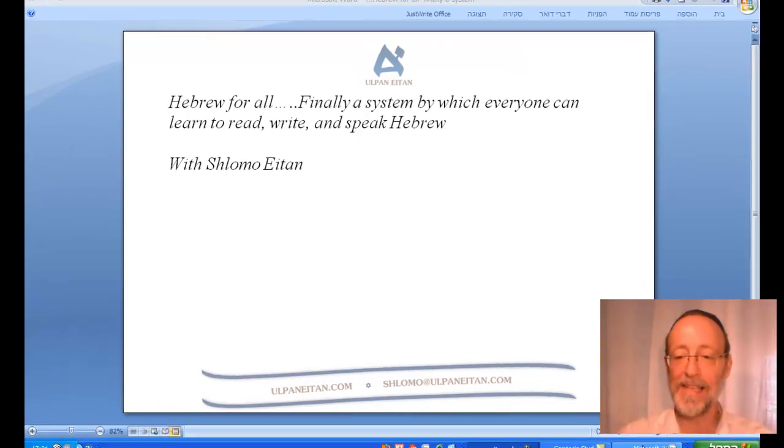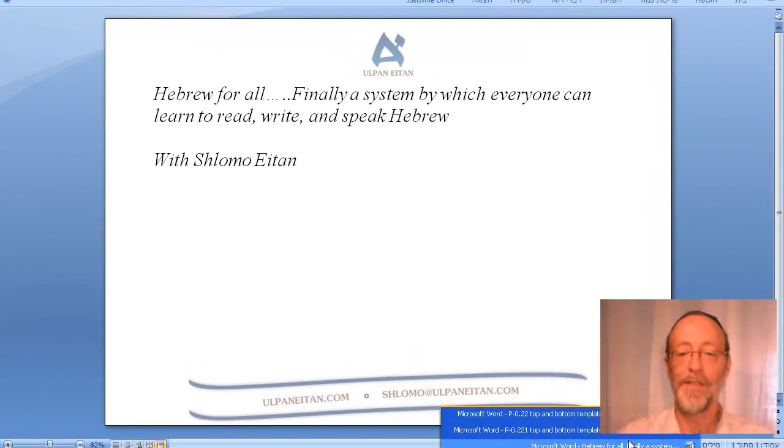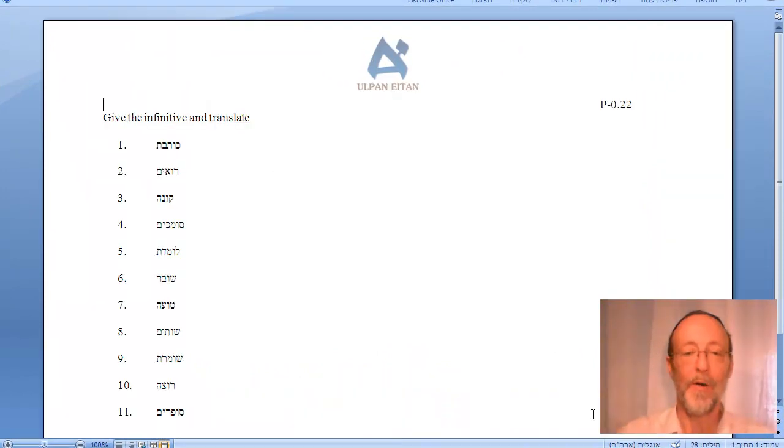And in the last class, we looked at this sheet. And on this sheet, we started to learn about the transition from the present tense to the infinitive. And just as a quick review, we saw that shomer goes to lishmor. We saw that rotzeh would go to lir sot, number 10 on this page.